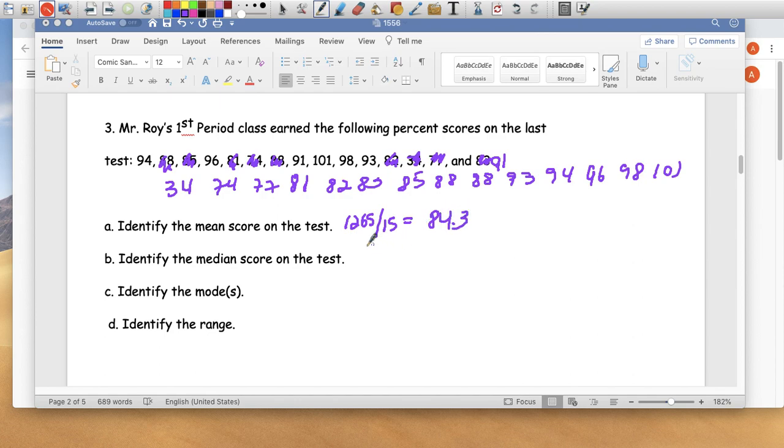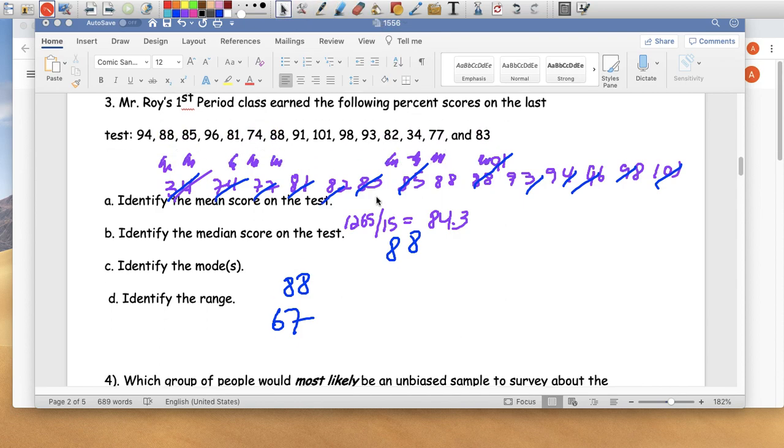For my median, let me cross out numbers from left to right, 1, 2, 3, and my median is 88. My mode is also 88 because 88 shows up the most, and the range is 101 minus 34, which looks like 67. Are there questions on this?